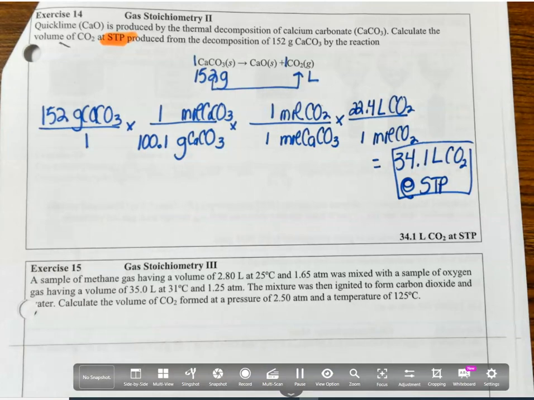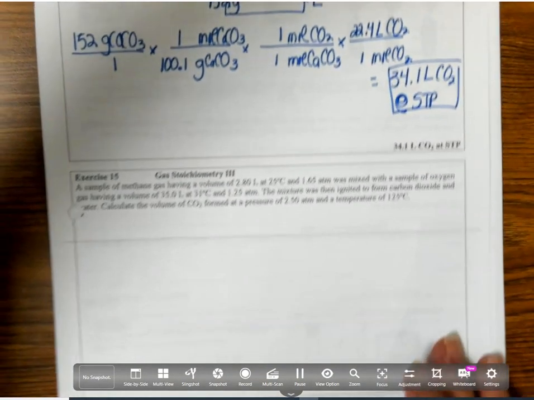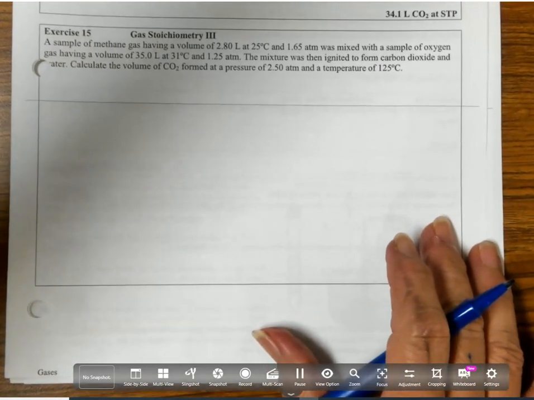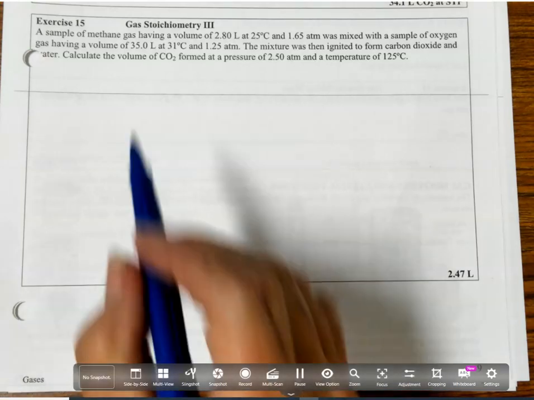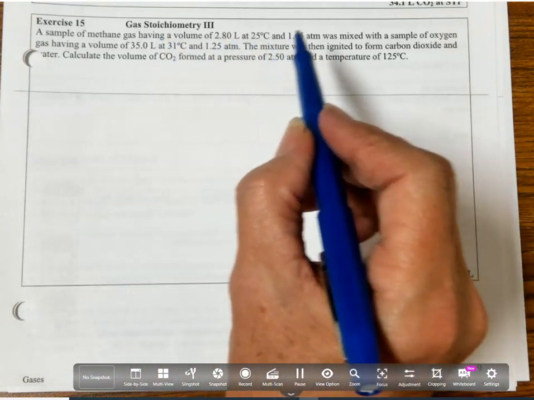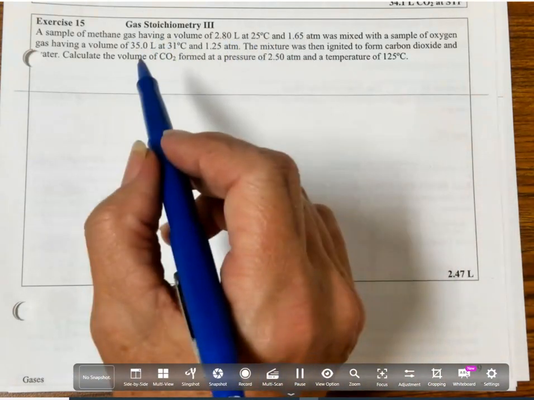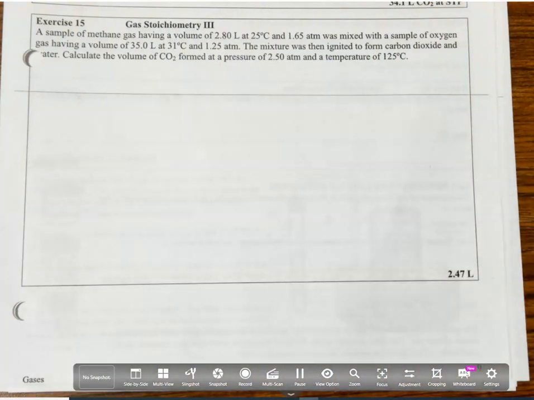Now, if I'm not at STP, I'm going to have to find a different way to do this. This problem is going to be a lot like what you did last year, only we're going to add a little bit to it. This has got a lot of data in it. So one of the things you want to do when you have this many numbers is organize your data. Make sure you know what goes with what, because it's a lot of numbers: 1, 2, 3, 4, 5, 6, 7, 8 pieces of data. So I'm going to find a way to organize it.